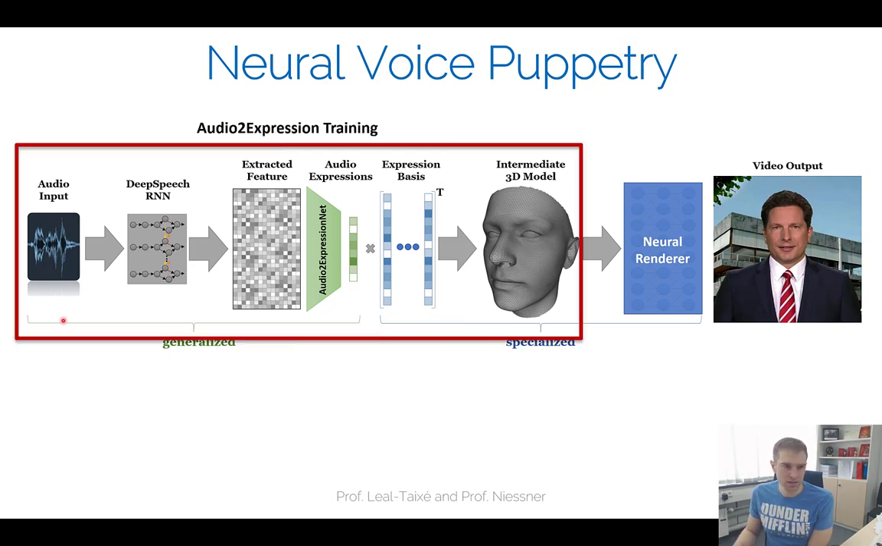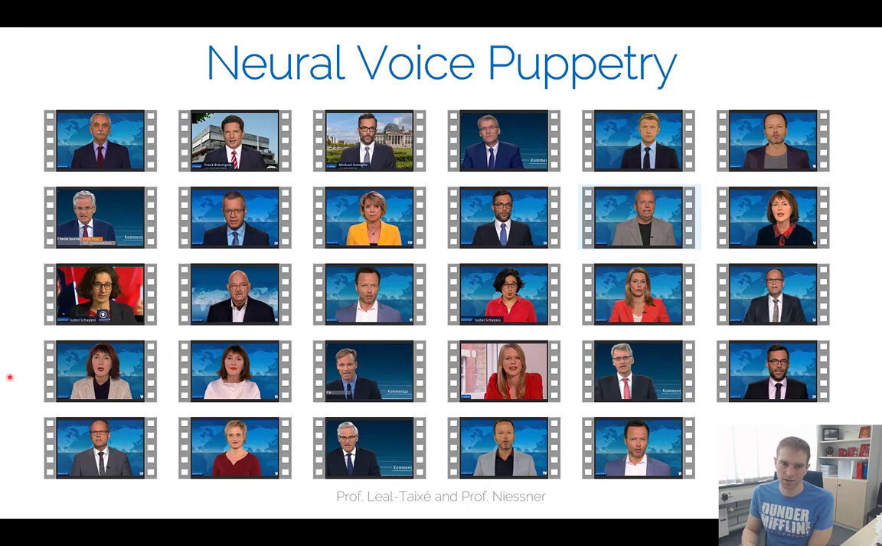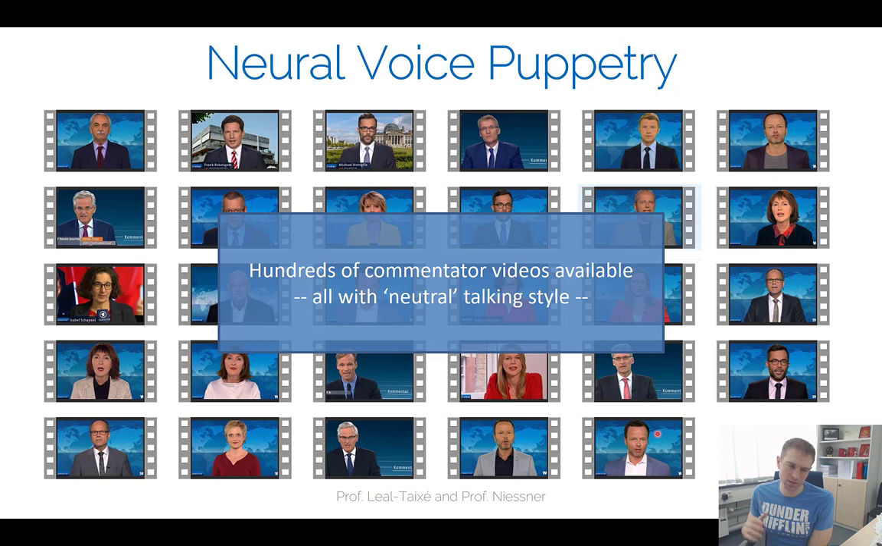Okay, so then we have audio expression training. That's what I've just explained. The way you train this generalized part, in this case, we took a bunch of videos from the German TV stations. We reconstruct the faces here. We have up to hundreds of commentators in available videos, and all with their neutral talking style, right? And neutral is important. You don't want to have too much variety. That made it a little bit easier for us. And then you're getting results like this.